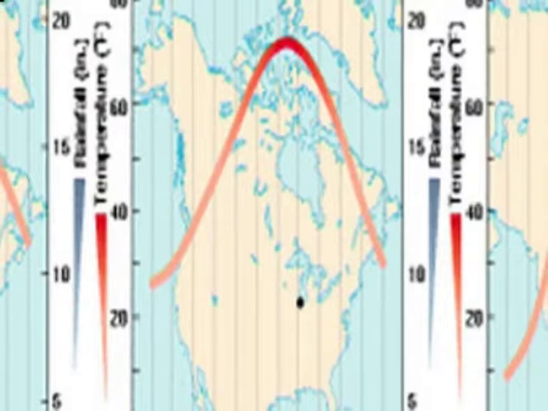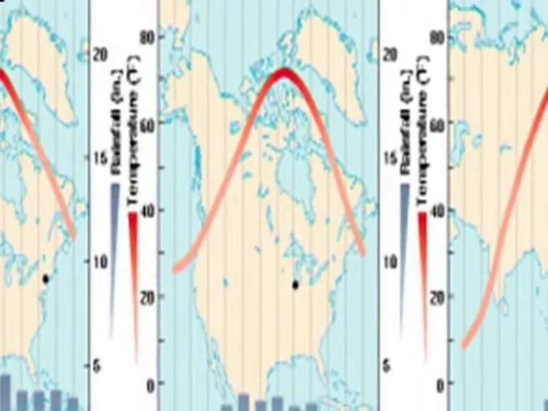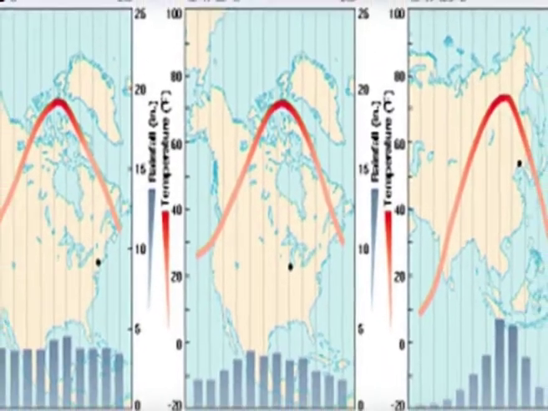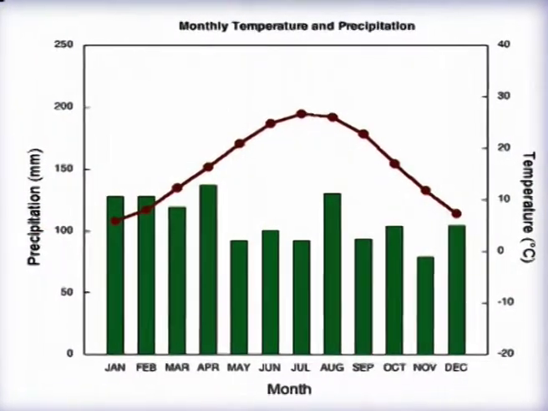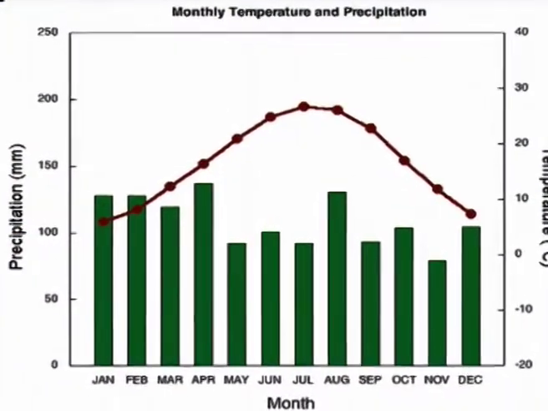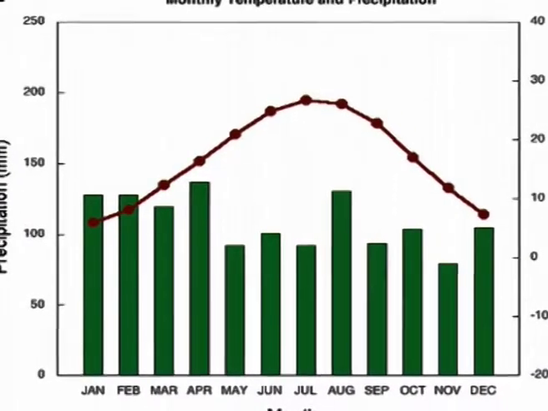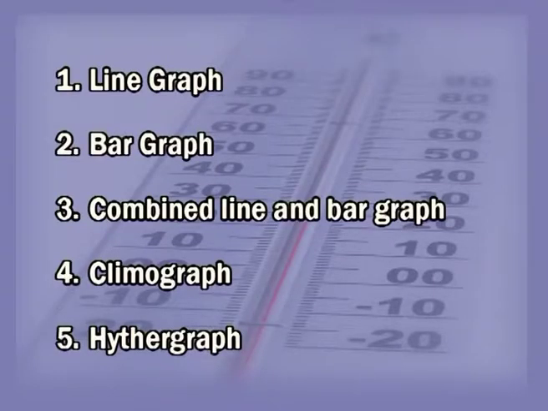Separate climatic maps are generally prepared to present temperature, pressure, and rainfall data by means of isotherms, isobars, and isohyets. Besides, many types of graphs and diagrams are usefully employed to represent the climatic data. We will discuss some of the important methods of depicting climatic data in various diagrams here: line graph, bar graph, combined line and bar graph, climograph, hythergraph.